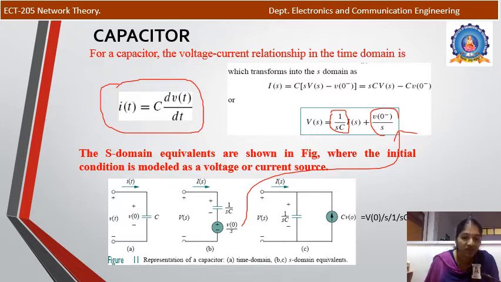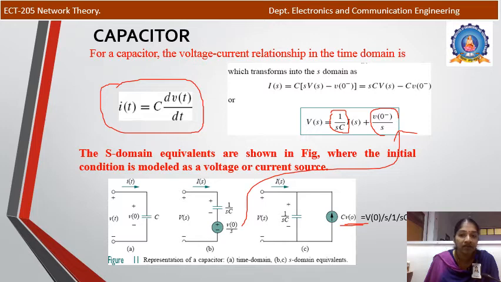So always we will represent the circuit with a voltage source with a series impedance. Similarly, we can represent this by using a current source. When we are representing the current source, the impedance will be in parallel. The impedance will be the same, that is 1 by SC, and the current value will be C into V of 0, that is V0 of S, V of 0 by S by 1 by SC. That will be the current value, C into V0, right?